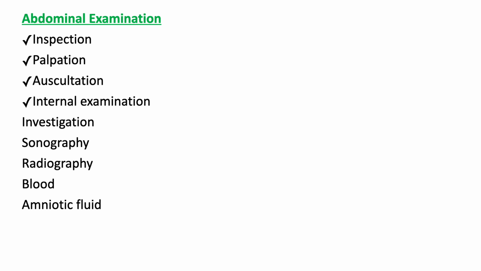Amniotic fluid. Estimation of alpha fetoprotein, which is markedly elevated in the presence of a fetus with an open neural tube defect. So these are the certain investigations which have to be performed in order to investigate or rule out polyhydramnios, that is sonography, radiography, which is not commonly done nowadays, the blood test and also the amniotic fluid test can be done.